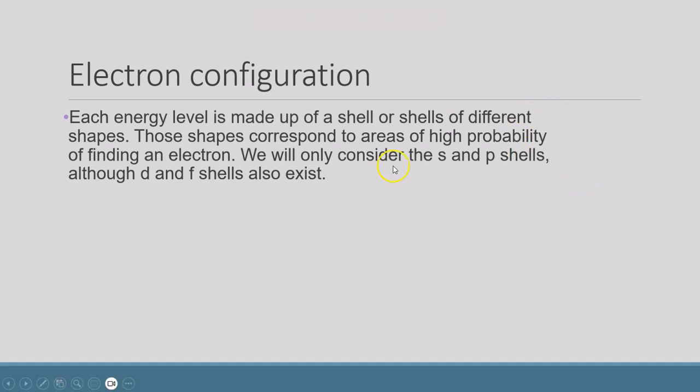In the first energy level, there's an S shell. In the second energy level and in the third energy level, there is an S and a P shell. In the fourth energy level, there's also a D shell, but we're only going to be looking at the S shell of the fourth energy level. So we're only concerned with S and P shells. D and F shells also exist, and I will explain to you which elements hold those D and F shells, but we are not going to work with D and F shells. We're only going to work with S and P shells.